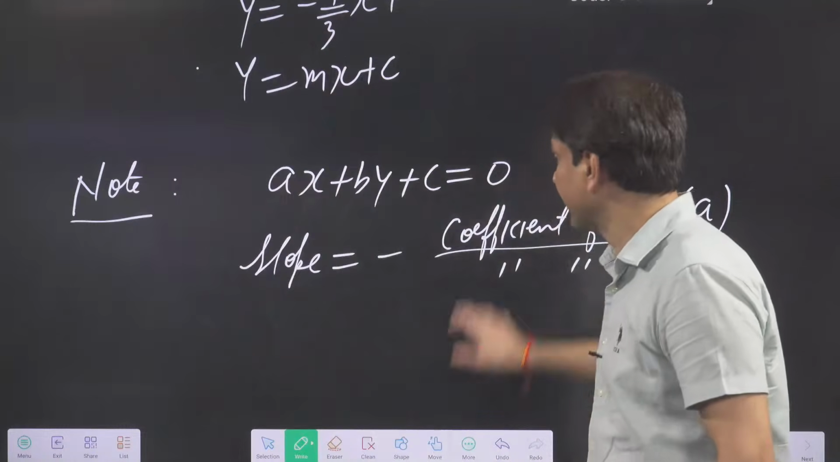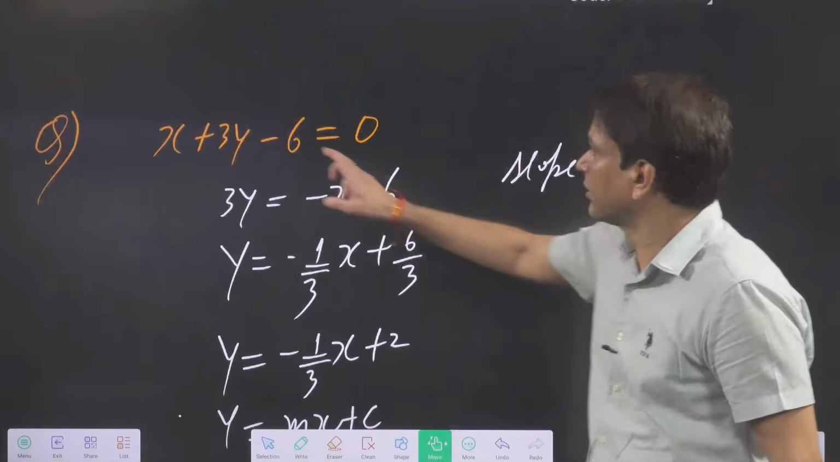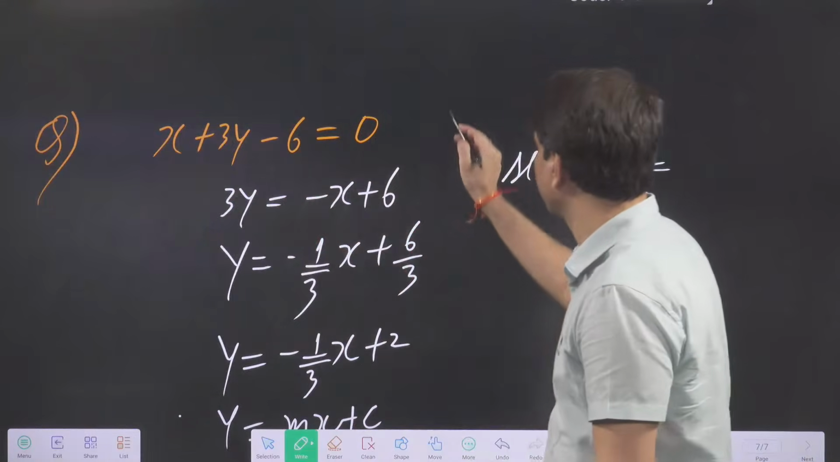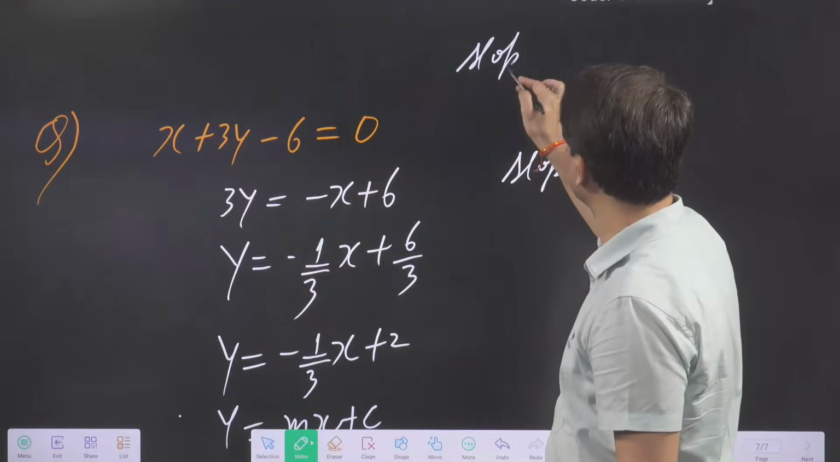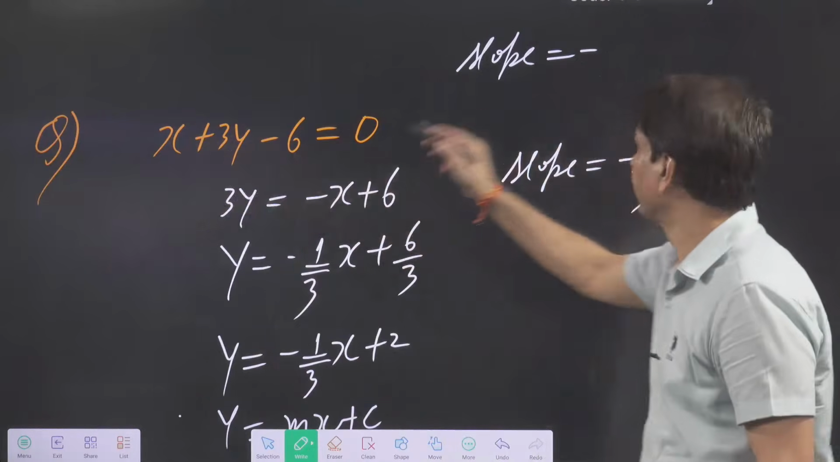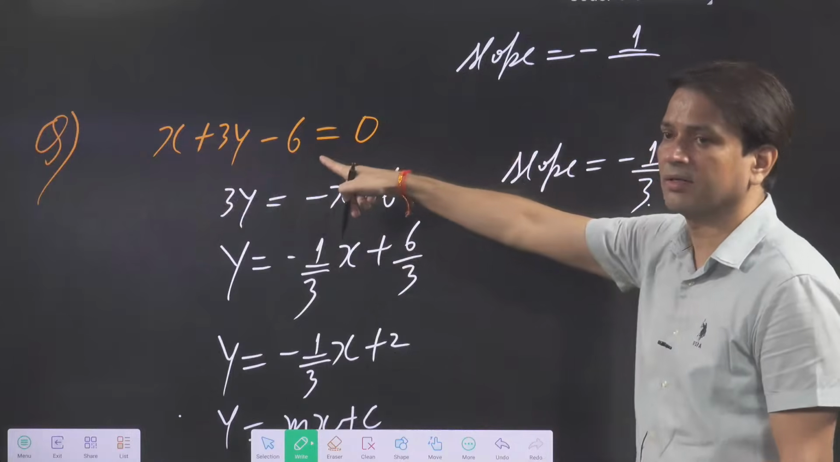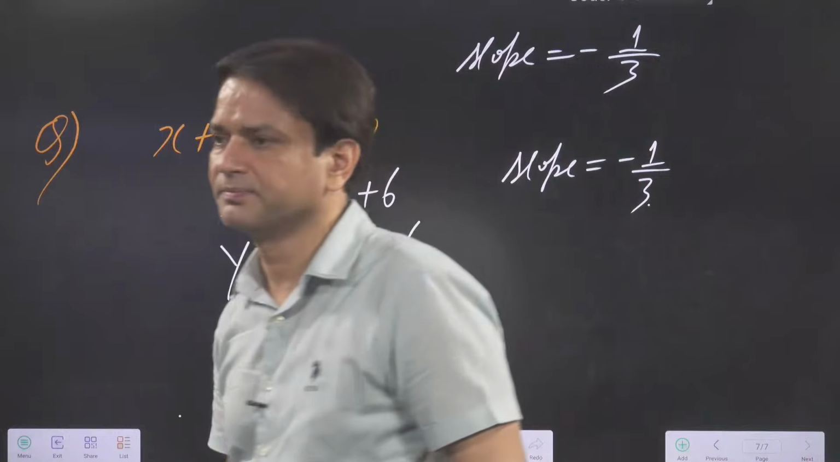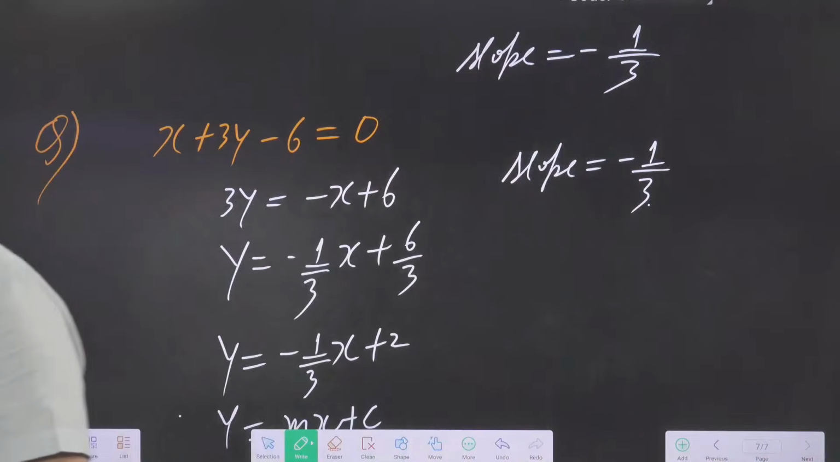Everybody got? Like here, x + 3y - 6 = 0. Then what is the slope I can say? Slope is equal to minus, what is a? The x multiple is what? 1. And what is b? The y multiple is what? 3. So what is the slope you got? Minus 1 by 3. Okay.